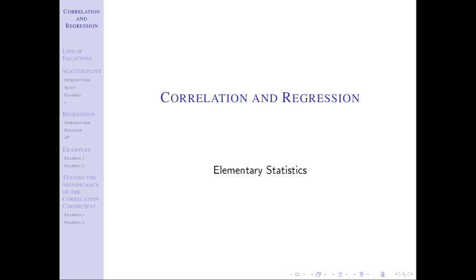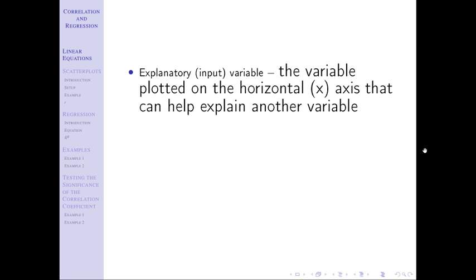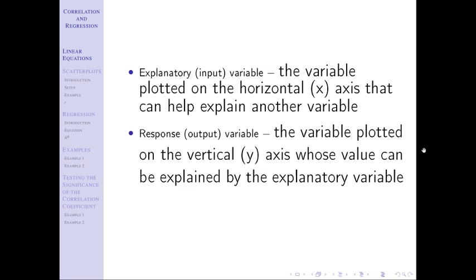We start off with a little bit of review from Algebra 1. We talk about input, output variables, or explanatory, response variables. Those are synonymous. Remember that the input variable is the one that is plotted on the horizontal axis. That's the x-axis. It's the one that helps explain another variable, whereas the response variable is plotted on the vertical axis. That's the y-axis, and it's the one that can be explained.